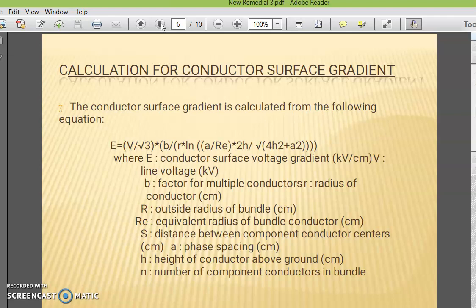Here, what is the meaning of that? E is the conductor surface voltage gradient, its unit kilovolt per centimeter; V is the line voltage. B, small b, is the factor of multiple conductors, that is the radius of conductor in centimeter. Capital R, outside radius of bundle conductor in centimeter. RE, equivalent radius of bundle conductor in centimeter. S, distance between component conductor centers in centimeter, or the phase spacing in centimeter. H is the height of conductor above the ground in centimeter. N is the number of component conductors in bundle.